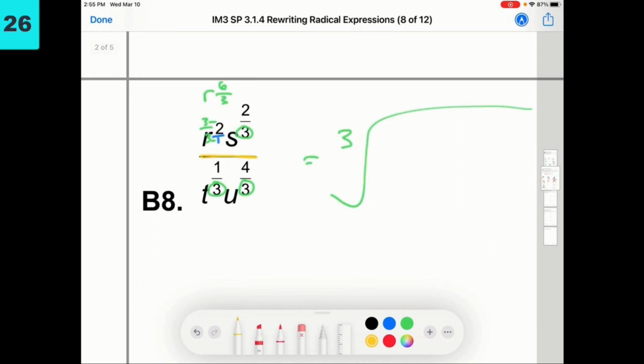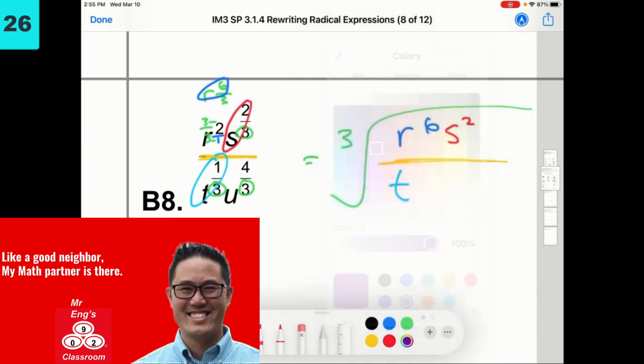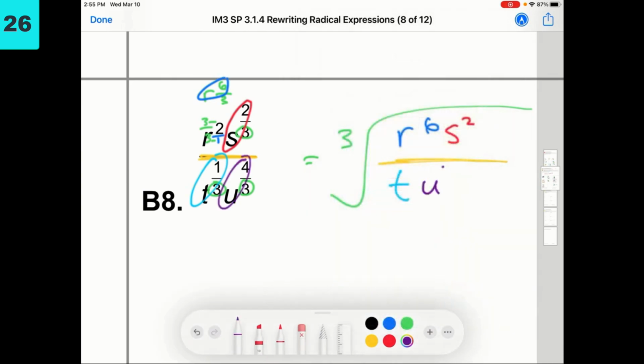Okay, let's get that fraction line here. Remember, all the letters have to stay where they are. So I'm going to get r to the 6. s, let's use red, s to the second power. I got t to the first power, or just t. Remember, if there's no exponent, it's a 1, not a 0. And here I have u to the fourth power in the denominator. And this would be our answer for B8.